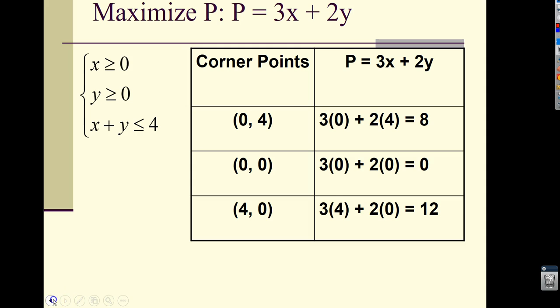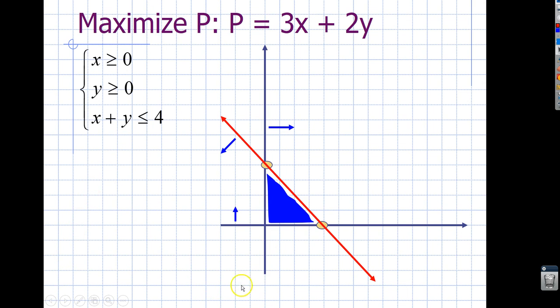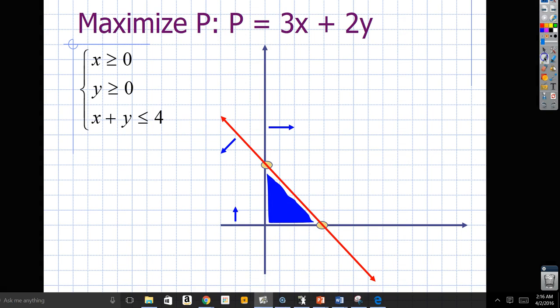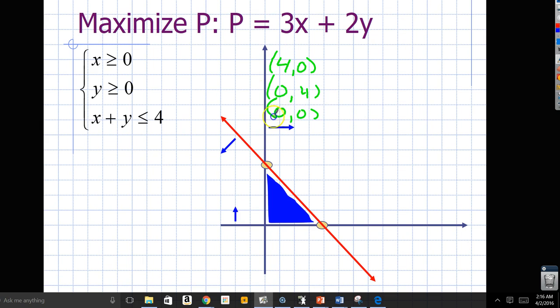Let's go back and look at that. Here we see a corner at 0, 4. Here another corner at 4, 0, and at 0, 0. And now what we're going to do, I'm going to show you on the next slide, but what we're going to do here is take these corners that we found at 4, 0, 0, 4, and 0, 0, and plug them into this.